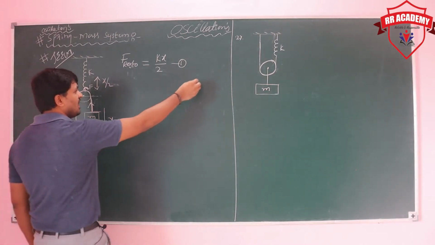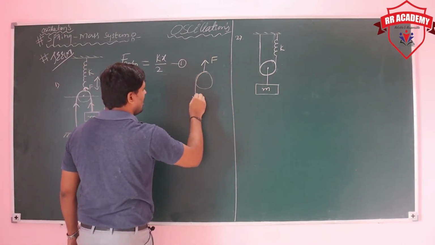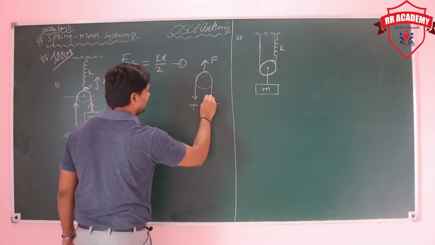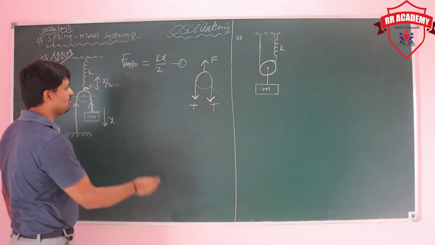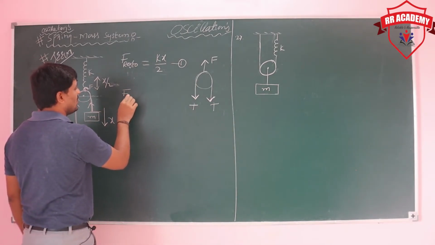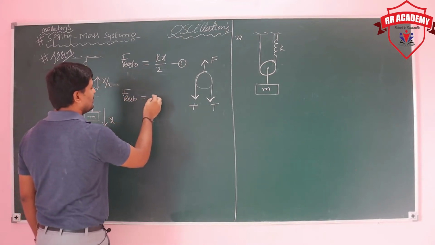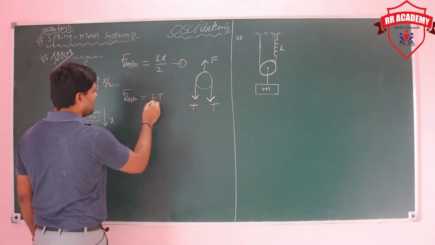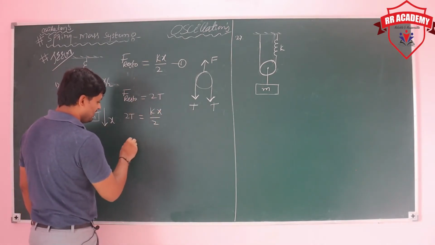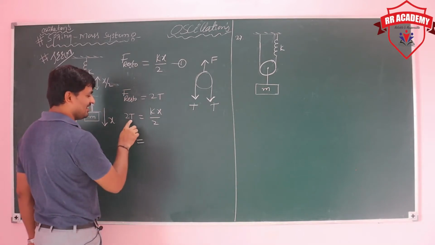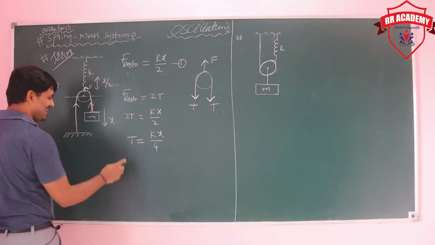And one more thing, here you have the pulley. On the pulley upwards, the restoring force F is acting, and downwards 2 tensions are acting, T and T. That means the restoring force equals 2T. That means 2T equal to kx by 2. Then tension T is equal to kx by 4.